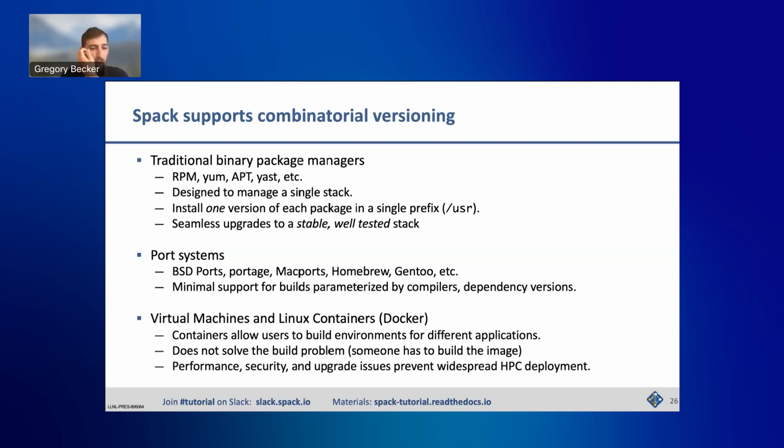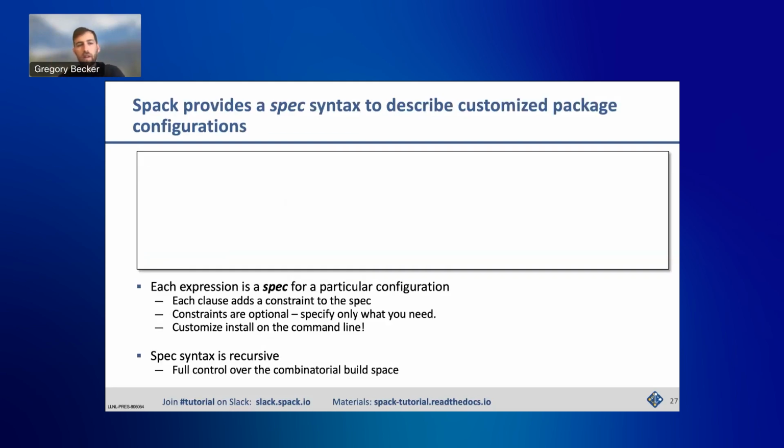Things like port systems allow a little bit more parameterization, but generally just by compilers and dependency versions. And then virtual machines and containers obviously give you all of the freedom in the world, but at a certain point, the question becomes, how do you build the things that go in the container or the virtual machine? And you're right back where you started.